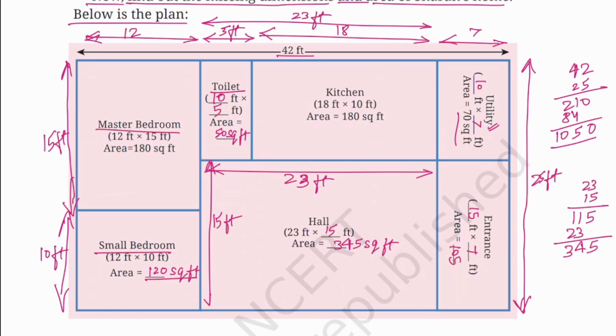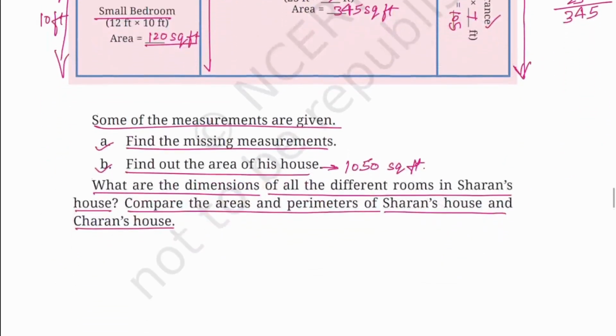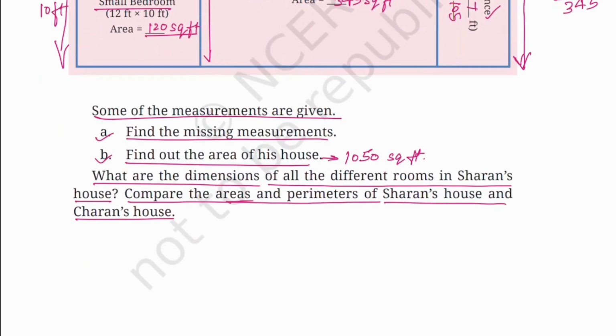You can see master bedroom here, kitchen here, utility here, entrance here, hall here, toilet here, like that. You have to compare the area and perimeter of Saran's and Charan's house. Kindly try to do that.